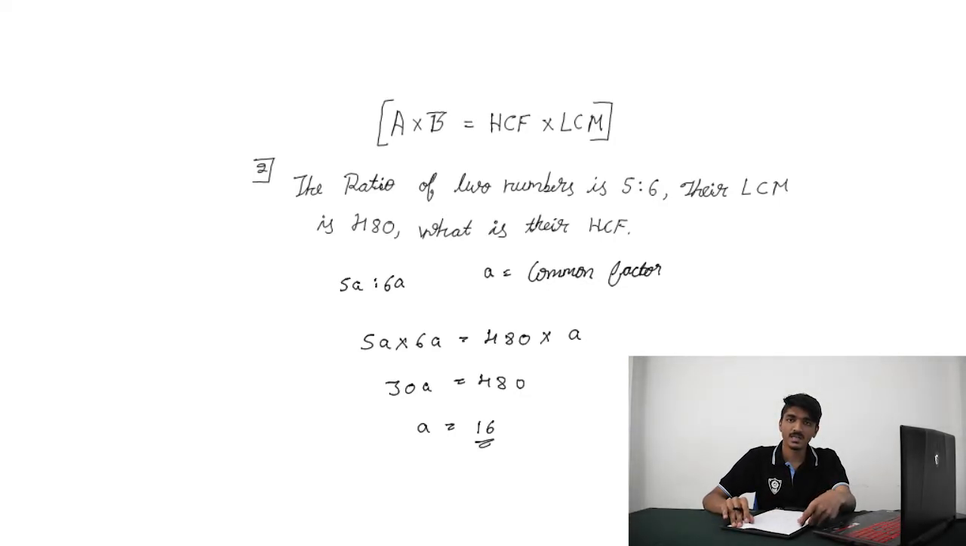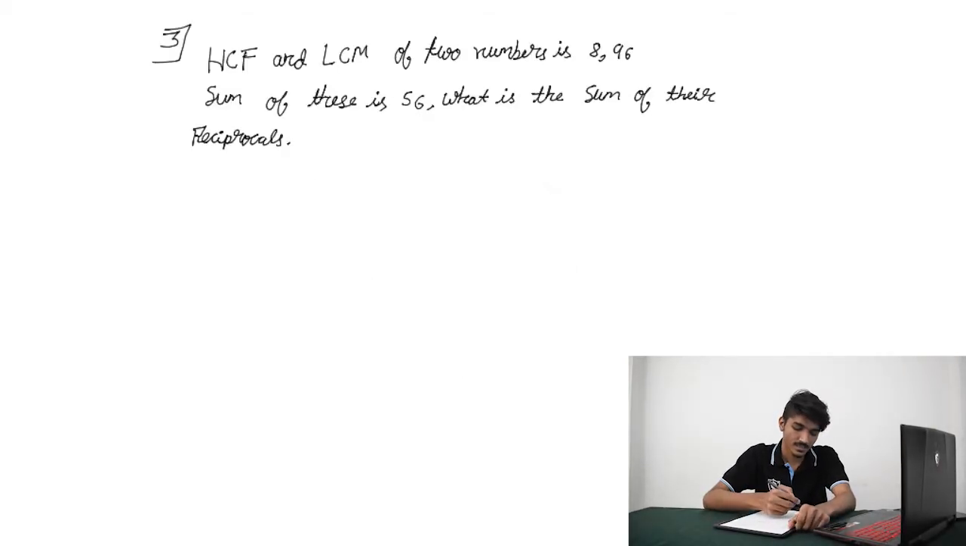So all the problems regarding HCF and LCM based on this problem can be solved in a similar way. The next problem: the HCF and LCM of two numbers are 8 and 96. The sum of these numbers is 56. What is the sum of their reciprocals?